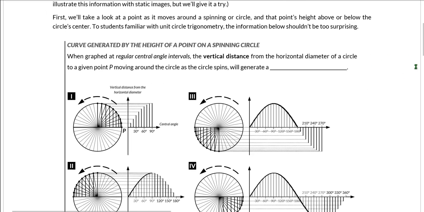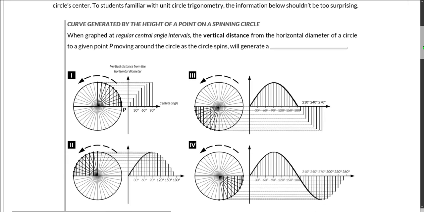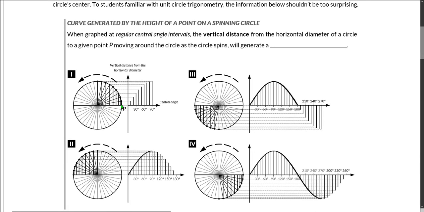Let's start talking about a curve generated by the height of a point on a spinning circle. So here's what we are going to do. We are going to look at this point P, and we are going to track that point as this circle spins in a counterclockwise direction. So you can see from this arrow, we are spinning in this direction, and therefore point P will be moving around the circle like this, from point to point to point, starting here, and we will just go to this point here where P, which started on this horizontal radius, will now be at the end of this vertical radius here.